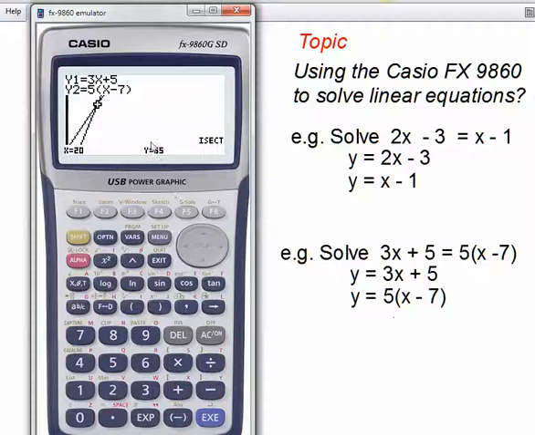What the 65 is again should be the value of the left-hand side and the right-hand side when x equals 20. Let's check it. 3 20s, 60, plus 5, 65. Correct. Right-hand side: 20 take 7, 13. 5 13s are 65. It works. But the important thing, x equals 20 is the value which will solve this equation.